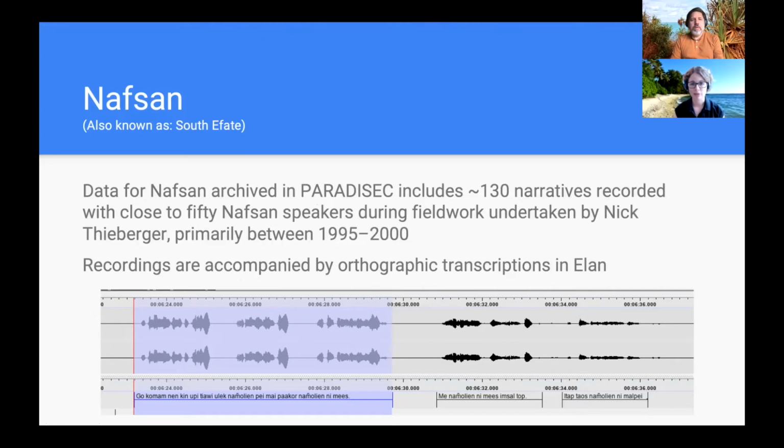And the data for Nafsan that's housed in PARADISEC includes about 130 narratives, which have been recorded with close to 50 Nafsan speakers during fieldwork undertaken by Nick in the 90s to 2000s. And these recordings are accompanied by orthographic transcriptions in Ilan, as you can see below.